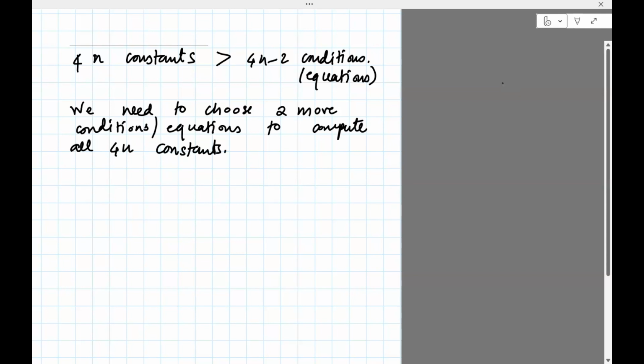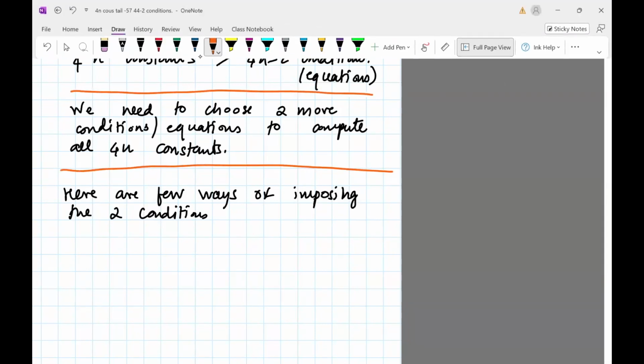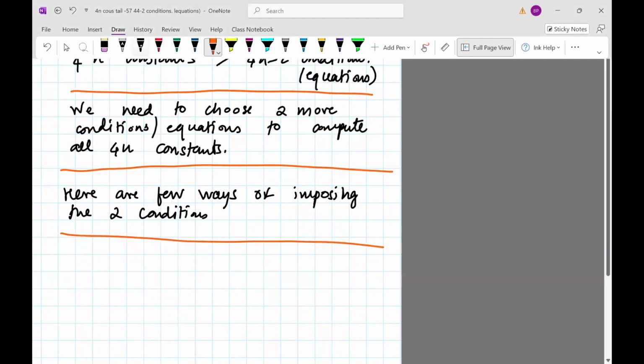Okay, this is where you get some of these cases. So here are a few ways of imposing the two conditions. And I'll show you why these conditions will be a big deal when you look at the kind of velocity and acceleration you get based on what you specify. So there are the following ways people use it.